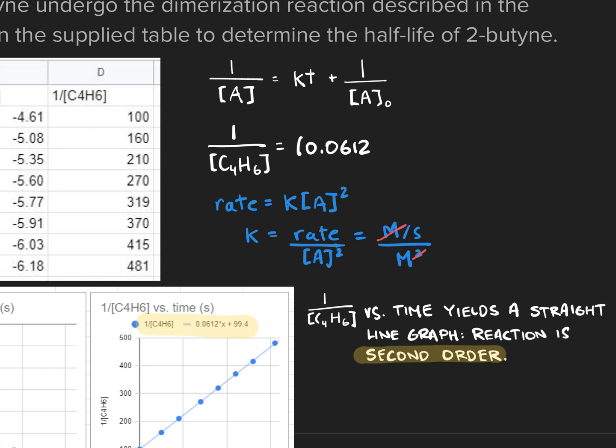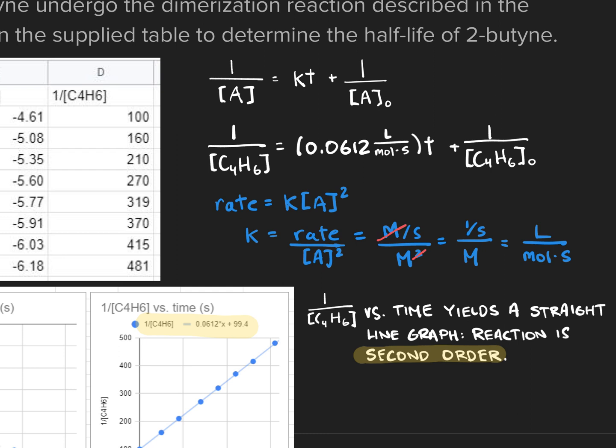I get a new expression, which would therefore be inverse seconds in the numerator divided by molarity in the denominator. And then a quick rearrangement to make these units make a little bit more sense. That would therefore yield units of liters per, in my denominator, moles times seconds. So I can now define here my rate constant K as 0.0612 liters per mole seconds as the rate constant.